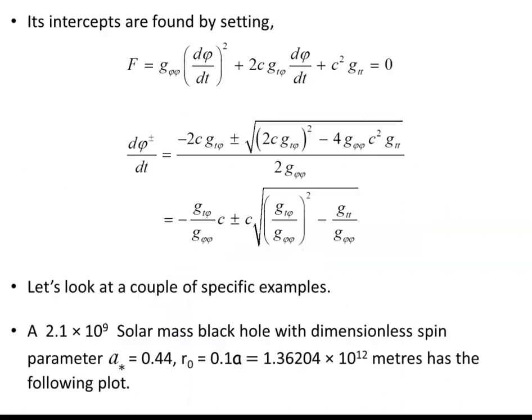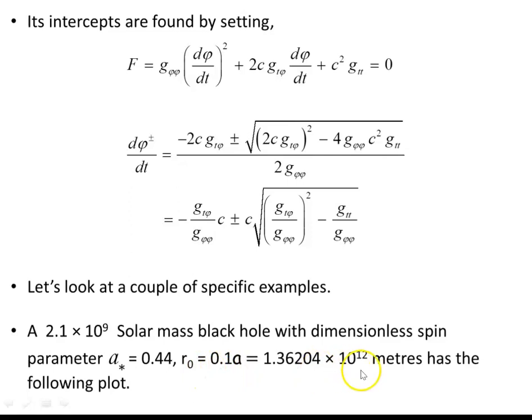It's not possible. Okay, so its intercepts are found by setting f equal to 0, and using the quadratic formula we get two roots here. Okay, in terms of the metric terms gives us this. Okay, what we're going to do now is look at a couple of examples here, and I'm going to use a 2.1 billion solar mass black hole with dimensionless spin parameter a star is 0.44, R0 is 0.18, which gives you this many meters.